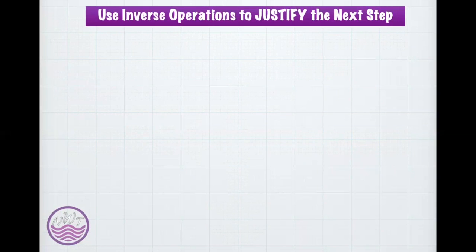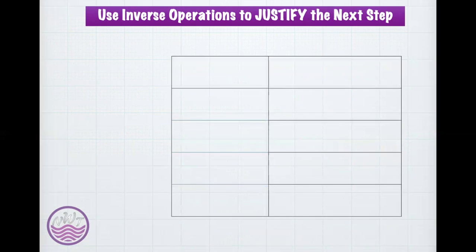So let's look at an example. If you have that downloadable worksheet, go ahead and get that in front of you right now. So our goal is to use inverse operations to justify the next step. Okay, so let's look at a possible example. So let's say we have the given -3(2x + 5) = 3.